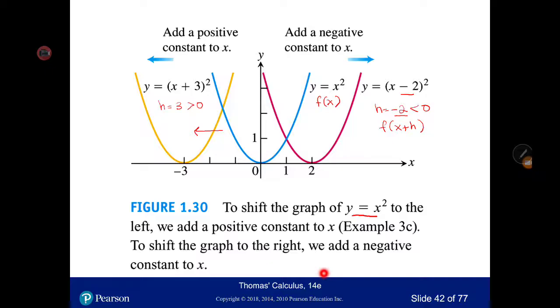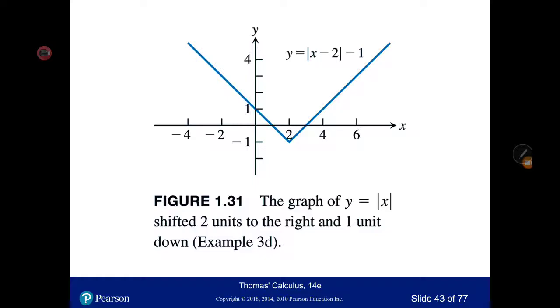Now let's see the mixture of horizontal and vertical shifts. Here we have the graph of y equals absolute value of x minus 2, minus 1. It looks like it comes from the original graph, y equals absolute value of x. So let's try to plot this first. y equals absolute value of x is going to be here. Then we shift 2 units to the right. So the whole graph, we want to move 2 units to the right. So 0 plus 2 is going to be here, the corner is going to be here.